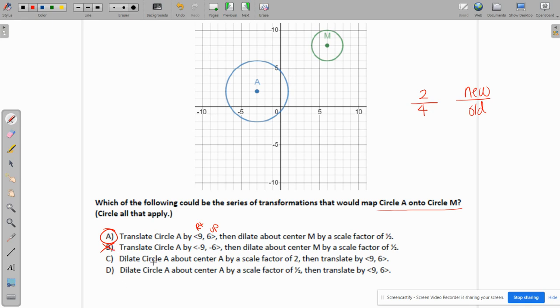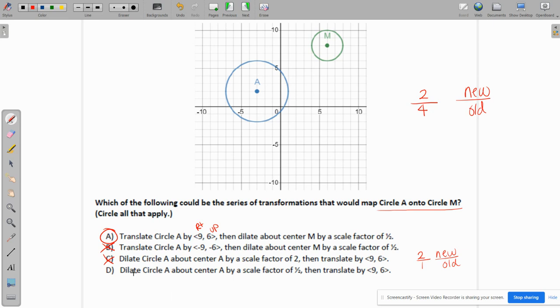Letter C says dilate circle A about the center A, so keeping it where it is, by a scale factor of 2, and then translate by that 9, 6. So if we dilate by a factor of 2, remember something that's bigger than 1, that's going to make it bigger. So this would be saying that the new over the old would be 2 over 1. So if this is the old one, the new one would be even bigger. Well, clearly circle M is not any bigger, so it's not going to be C.